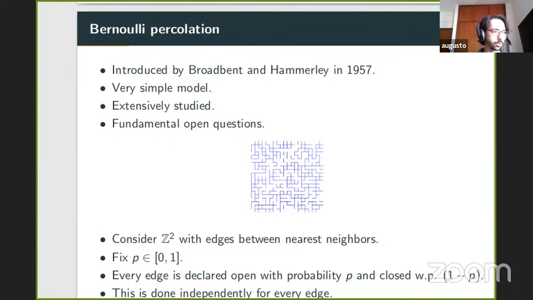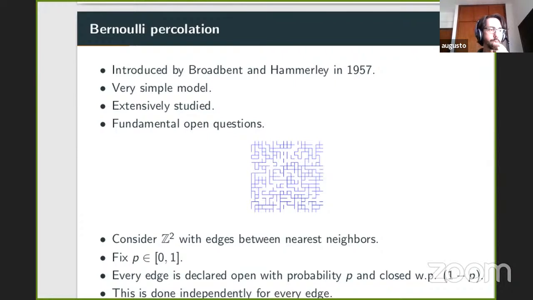So what's the model? We are going to stick to Z2. So consider the planar lattice, which consists of the Cartesian product of Z with Z, but with edges connecting all the sites that have distance one between them. That's what we call nearest neighbor edges. Then we fix a parameter p between 0 and 1. That's going to give, intuitively, the porosity of your rock. And for every edge in your lattice, you open it with probability p and close it with probability 1 minus p, independently of one another. So here you can see in blue a simulation of this process. It's a model for a random porous medium.